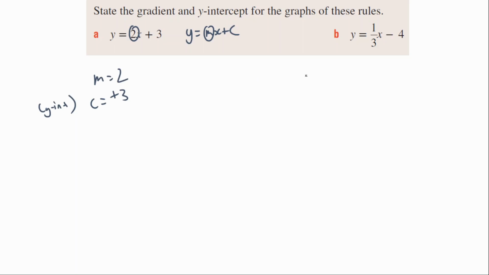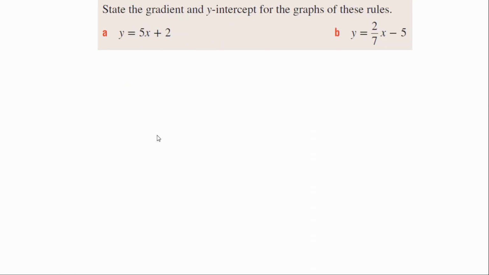And in this case, same thing. This in fact is the m. Don't get confused by the fraction. m, or the gradient, is just 1 over 3. And c, or the y-intercept, is negative 4. Make sure you take into account that sign there. So let's have a go at this by yourself. Just pause the video here, and once you're done, just unpause the video and go through it with me.